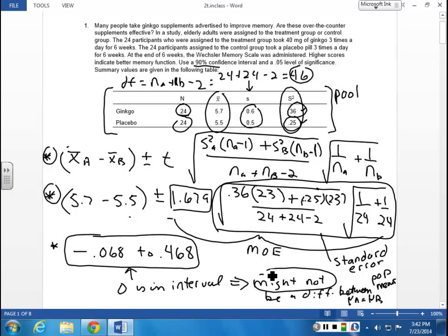Obviously, there could be a difference. We just can't say that there is. We don't have enough evidence to conclude that there is a difference. 0 is in the interval.